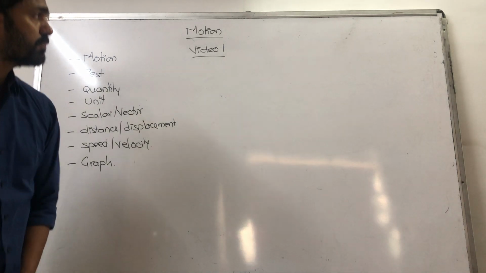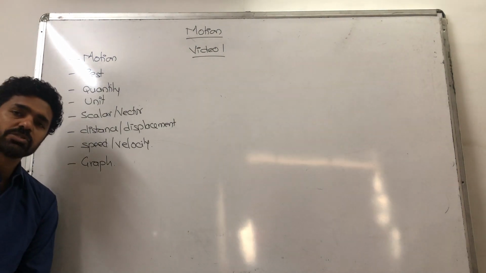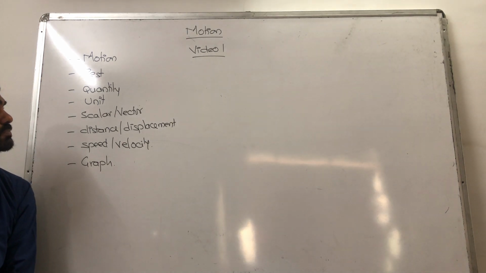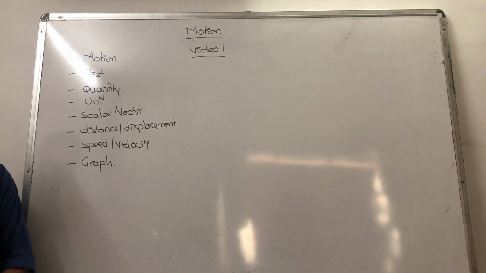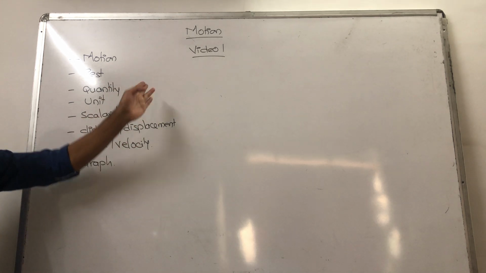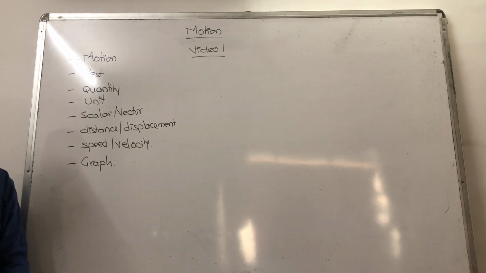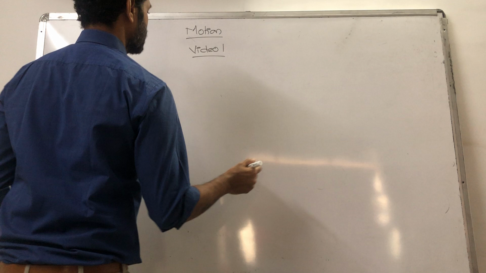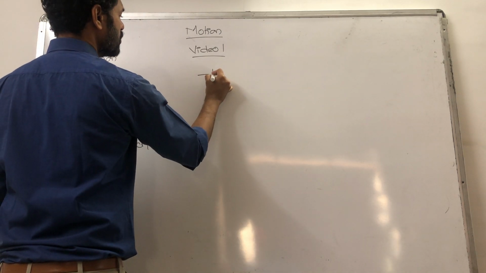Hello kids, in this video we are starting the first chapter of physics, motion. The topics that we will cover in this video: motion, rest, quantity, unit, scalar vector quantity, distance, displacement, speed, velocity, and we will take few graphs. Starting with the name of the chapter, motion.